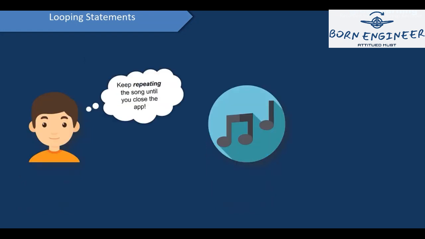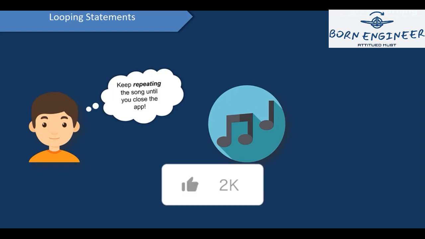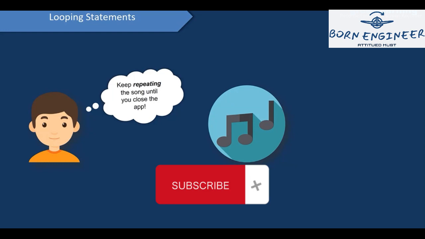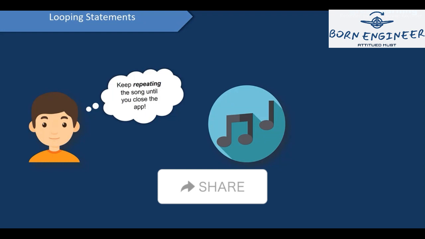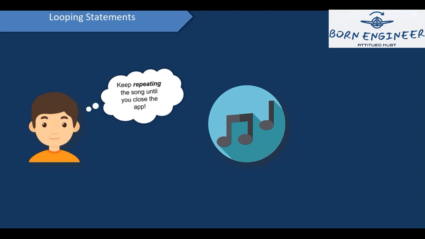Now we've got another example over here. So let's say recently you have discovered a new song by the band Metallica, and you're just hooked onto that song, and that is the only song which you want to listen to the entire day. So what you're doing is you are playing that song on loop, or you're basically repeating that song until you close the app, right? So this is again an example of a looping statement. So until you close the app, the same song will keep on repeating.